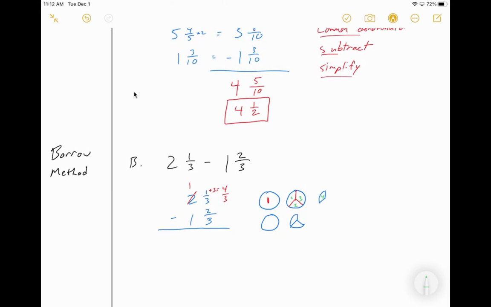Okay, this is the tricky part, but once you get the hang of it, it's actually really fast. So now I can subtract, right? 1 whole cancels with 1 whole. And then this third cancels with this one here, and this third cancels with this one here. And I'm left with 1 2/3, right? 4 thirds minus 2 thirds is 2 thirds.